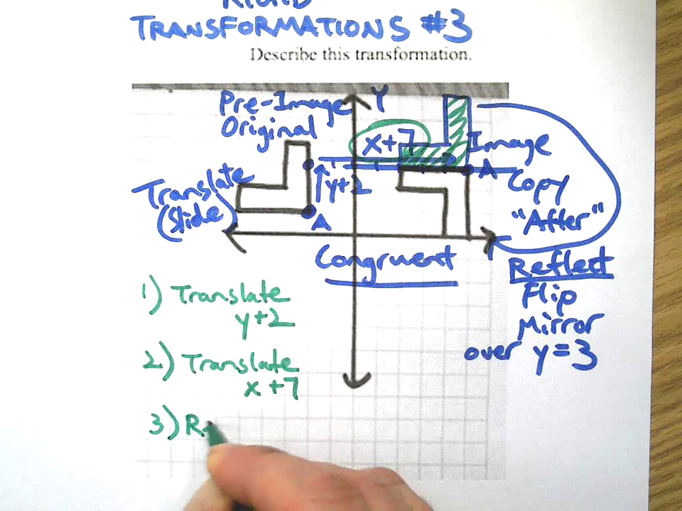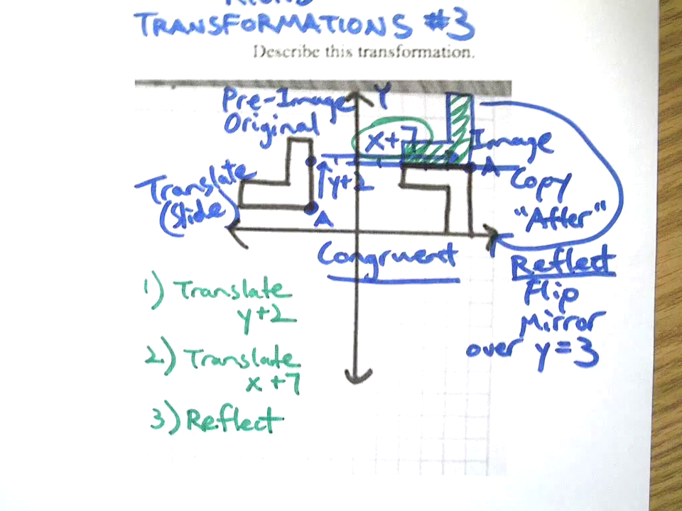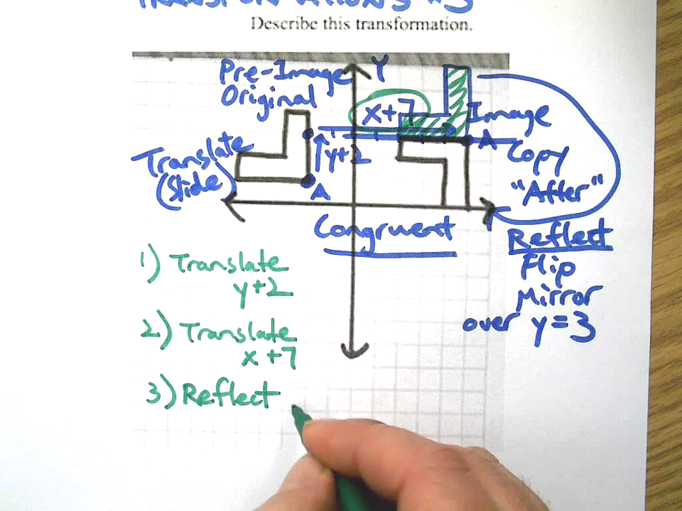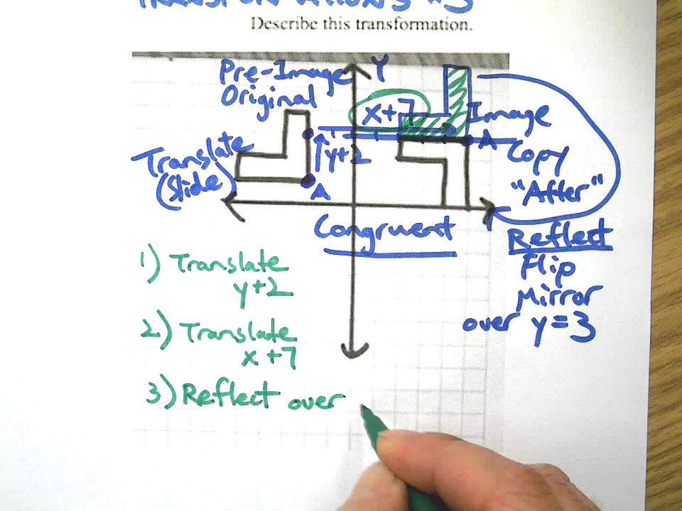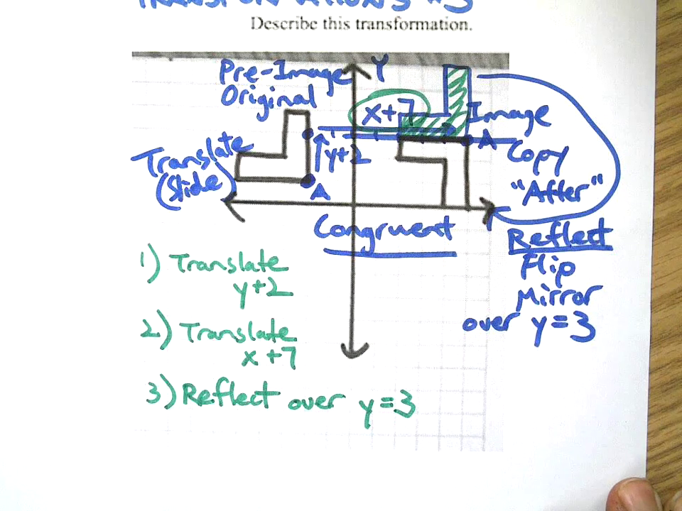That flip, we're going to use the vocab. Always practice the vocab. That way, if you ever have a vocab test, you don't actually need to study. You just are used to using it. We're going to reflect it over y equals 3. And that got us there.